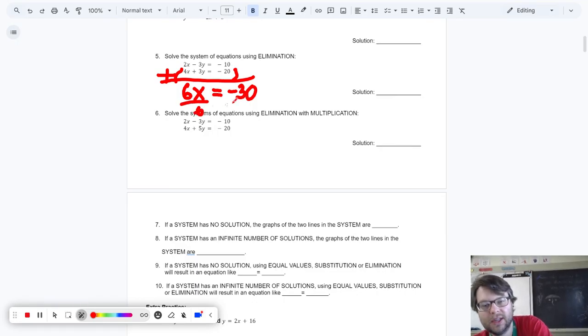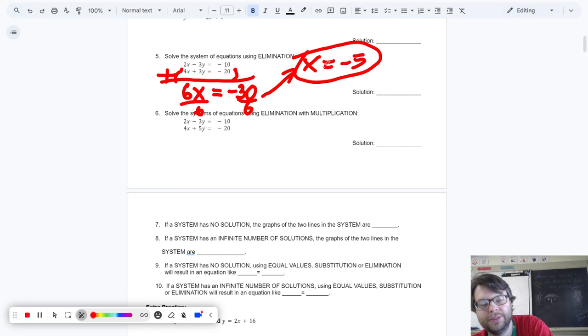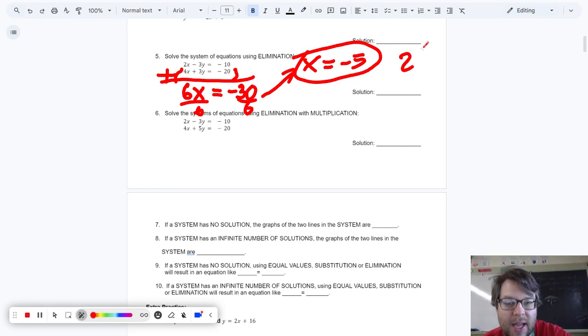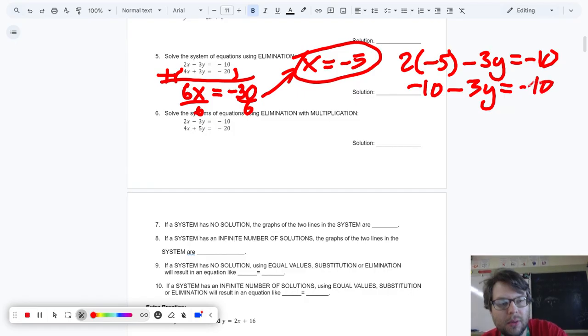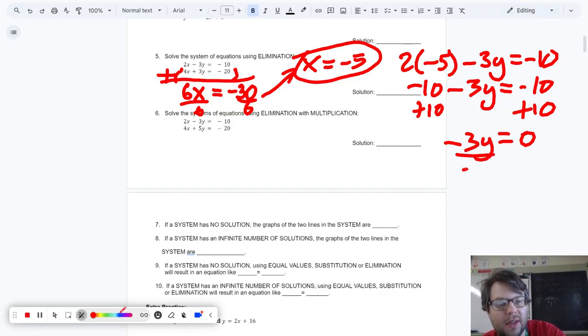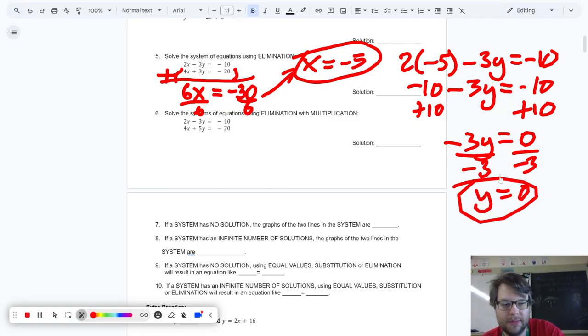Adding the equations eliminated the letter y, so I can divide by 6 and get x is negative 5. I'm not done until I get both of my variables, so I'm just going to plug in x to either one of the equations. Doesn't matter which one. I'll just use the top equation. I replaced the letter x with the number negative 5, and now you're just solving for the letter y like you've practiced many times before. Add 10 to get rid of negative 10, divide by negative 3 to get y by itself, and you get y is equal to 0.